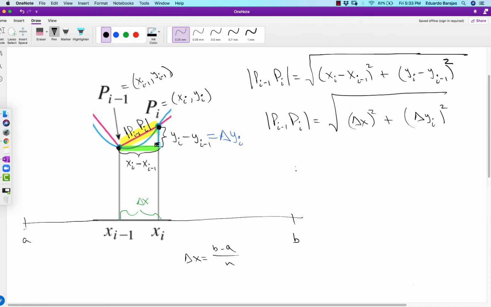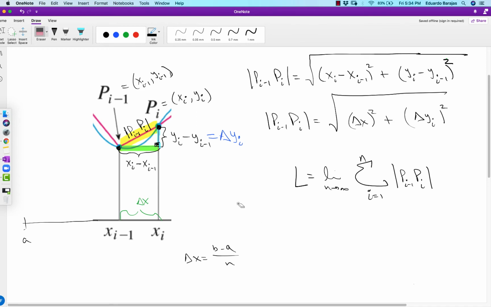Now we have that capital L, what we wanted, is equal to the limit as n goes to infinity of the Riemann sum, as i goes from 1 to n, of the distance from p sub i minus 1 to p sub i, right? That's what we had before. But now we just discovered that this is really equal to this, so we can replace it by that. So now capital L is equal to the limit as n goes to infinity of the Riemann sum as i goes from 1 to n of the square root of delta x squared plus delta y sub i squared.